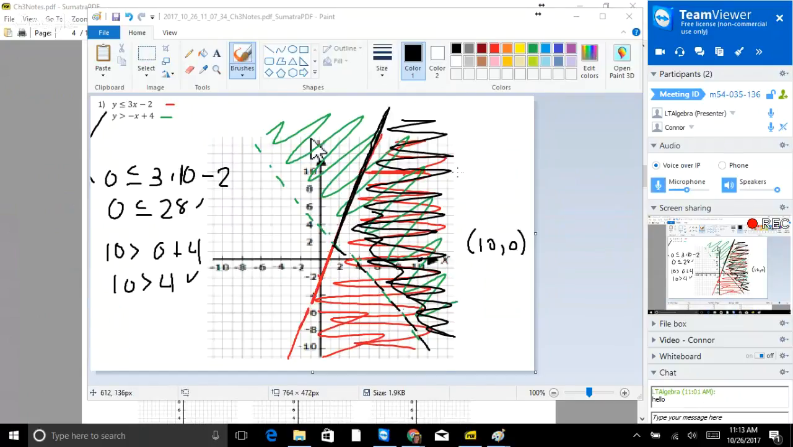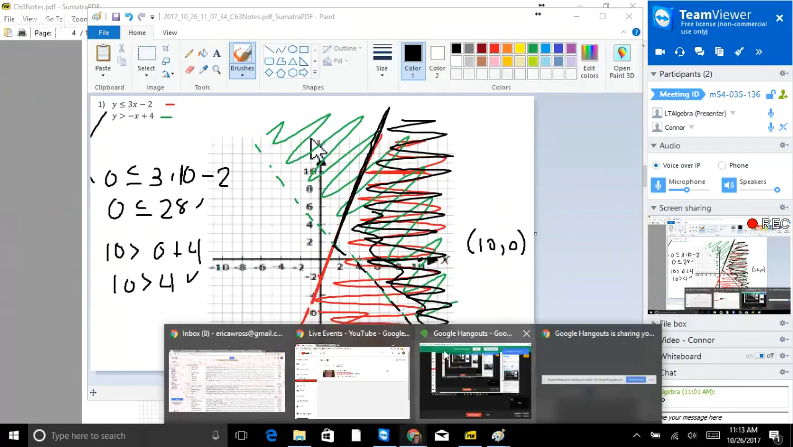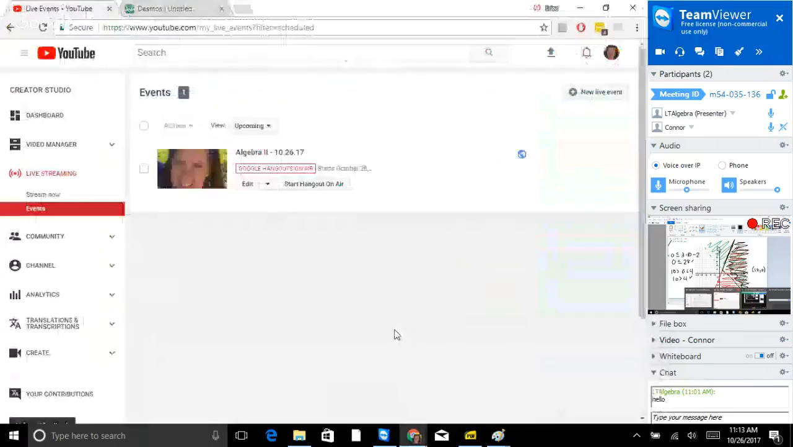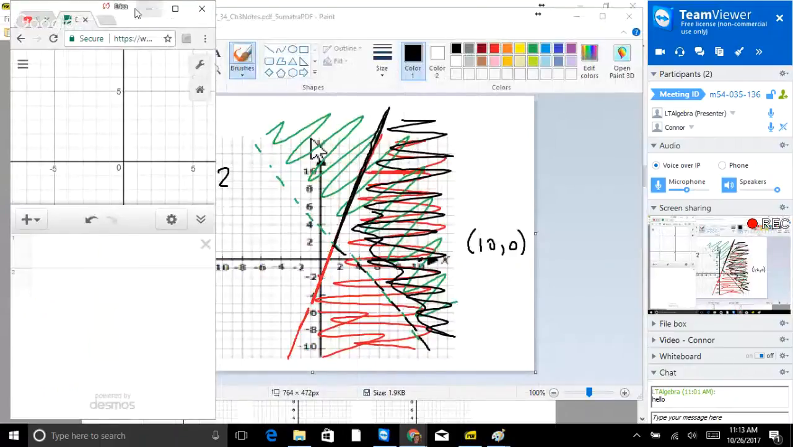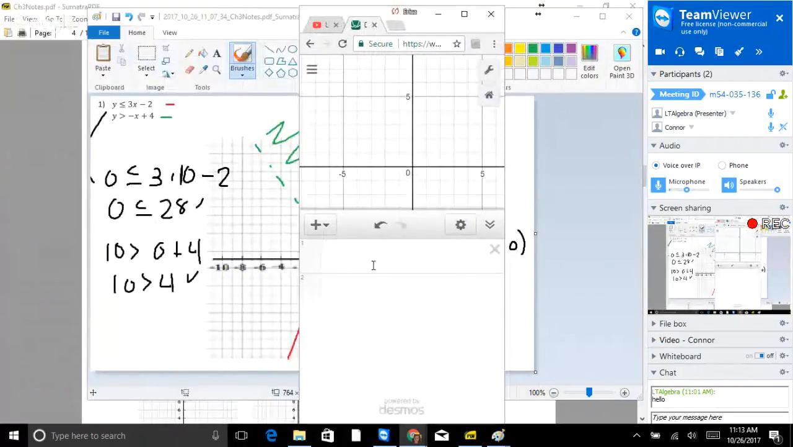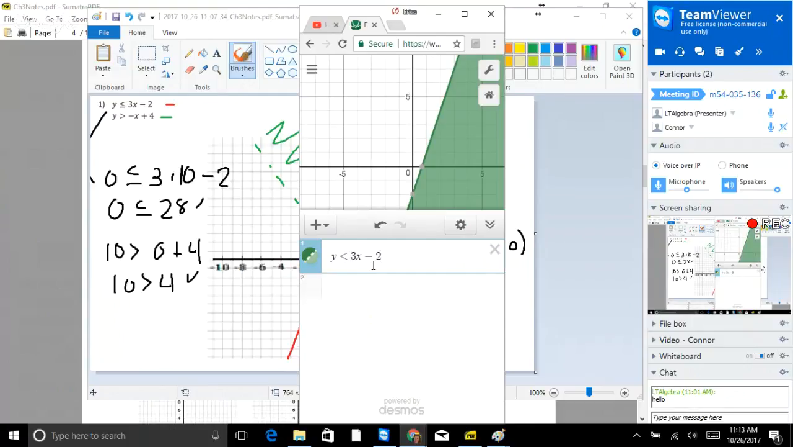All right, if you don't want this beautiful graph, then we can switch over to Desmos and see what we get there. So let me make it a little smaller because I don't remember what the numbers were. Y is less than, no, make sure you type it in right, less than or equal to 3x minus 2.